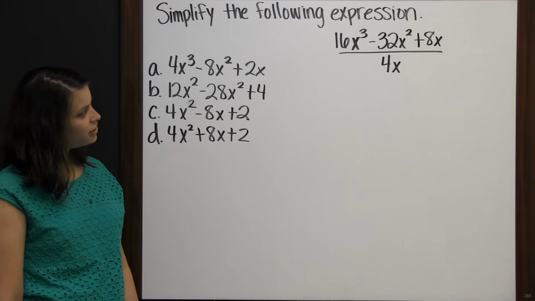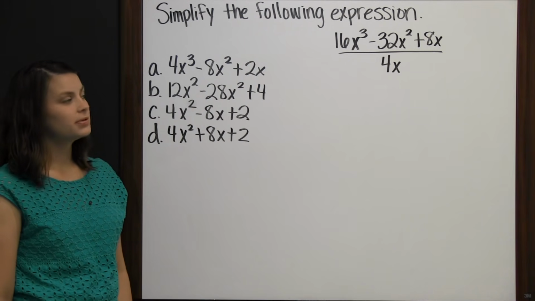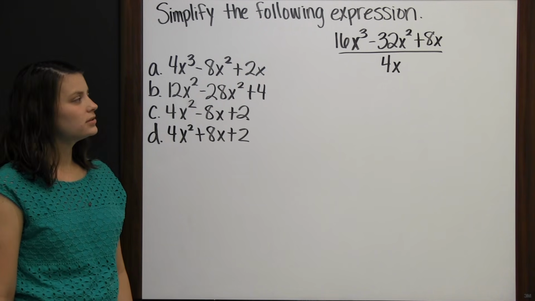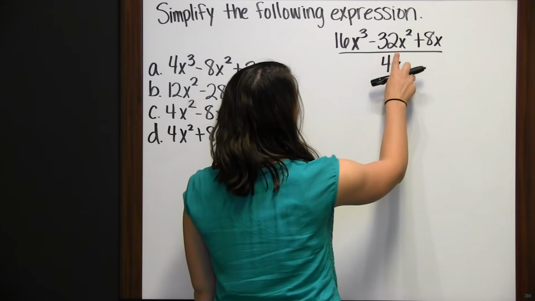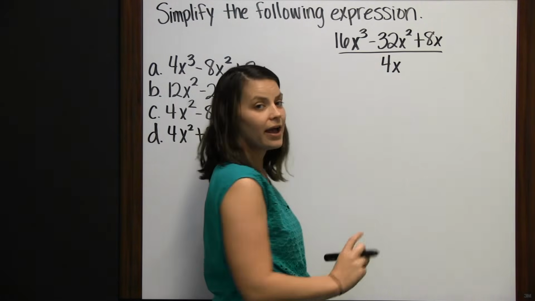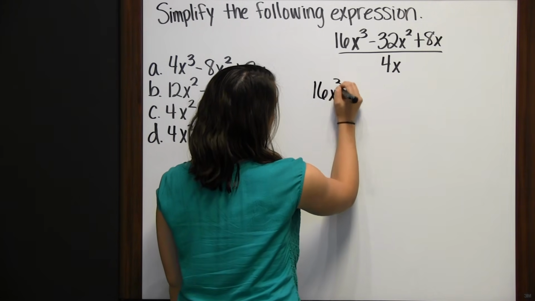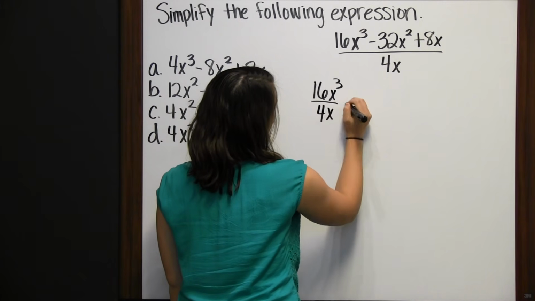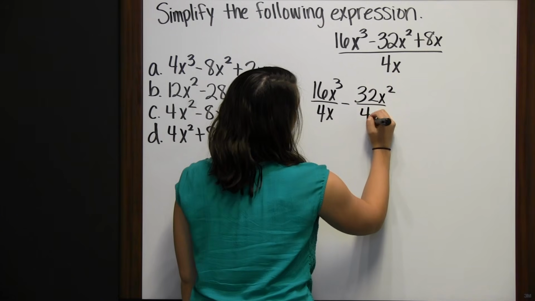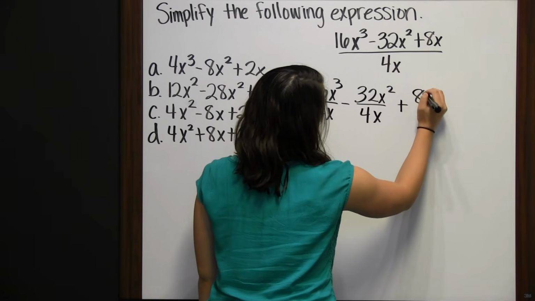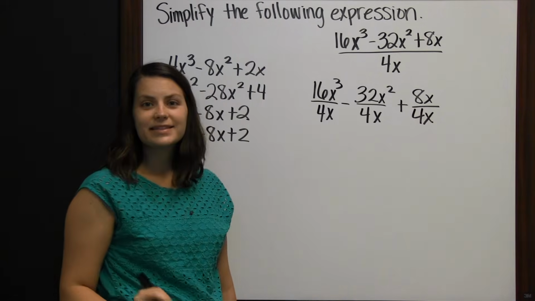Simplify the following expression: 16x cubed minus 32x squared plus 8x, all divided by 4x. We need to divide each one of these terms by 4x. So the first thing I'm going to do is rewrite this as 3 separate fractions. And now we can simplify.